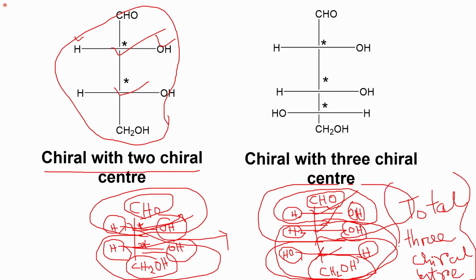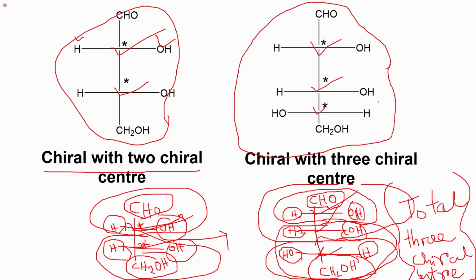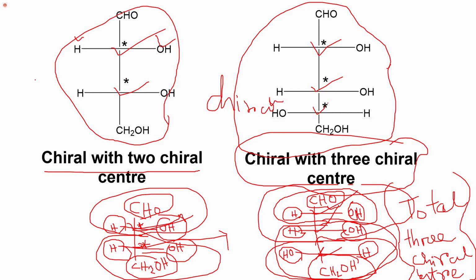You can see one chiral center done, second chiral center also there, third chiral center also there. So the whole molecule contains a total of three chiral centers, and the whole molecule is also chiral. You can see this is a chiral molecule, and this is also a chiral molecule because two chiral centers are there.